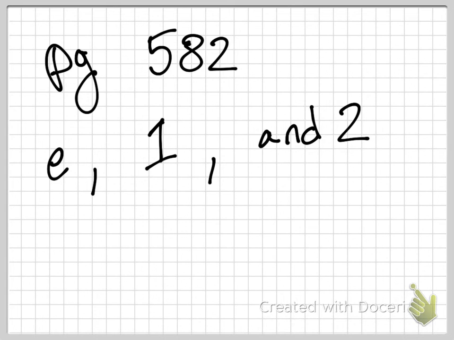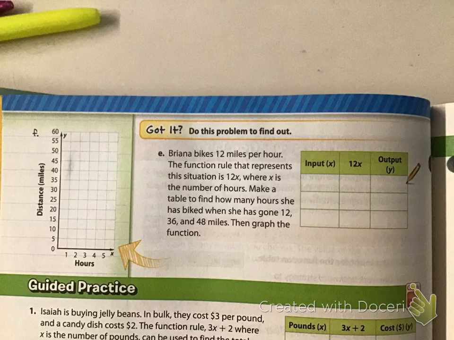I want you to go to page 582 and do E, 1, and 2. So for the first problem, Brianna bikes 12 miles per hour. The function rule that represents the situation is 12x, where x is the number of hours. Make a table to find out how many hours she has biked when she has gone 12, 36, and 48 miles. Then graph the function.